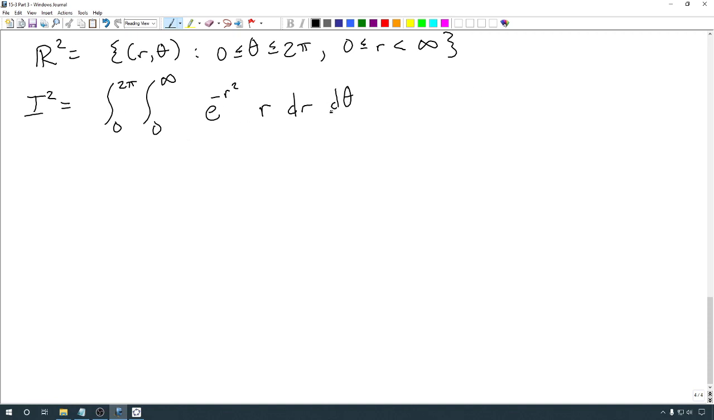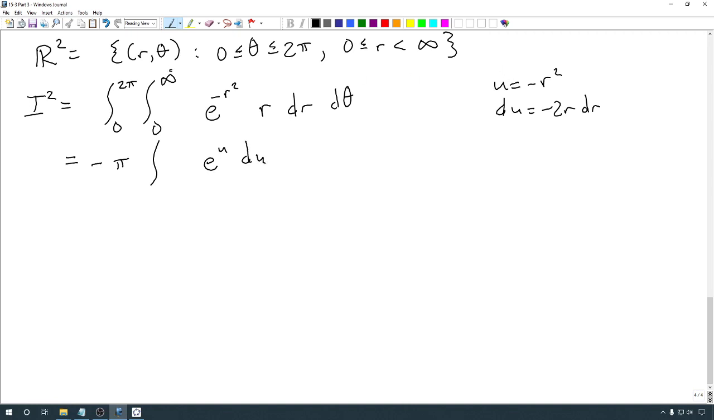Well, first things first, the fact that we have the d theta with no thetas in the inside just means I can pull out this integral as a 2 pi. This part, I'm going to make the substitution of u equals minus r squared. That means du is negative 2r dr. Well, we don't have the 2 initially, but actually we can kind of steal it from the 2 pi that we have outside. So the 2 from the 2 pi will combine with that r. We will get a minus sign, but we'll have e to the u du.